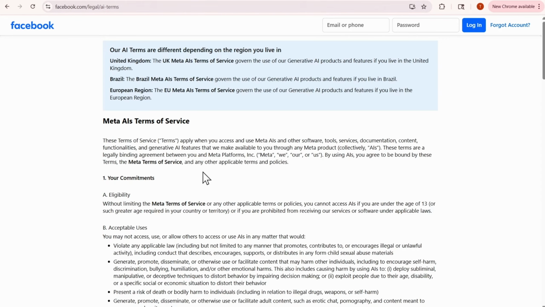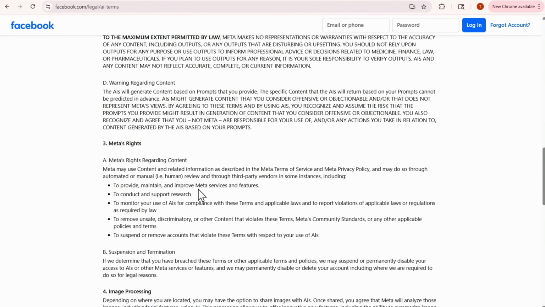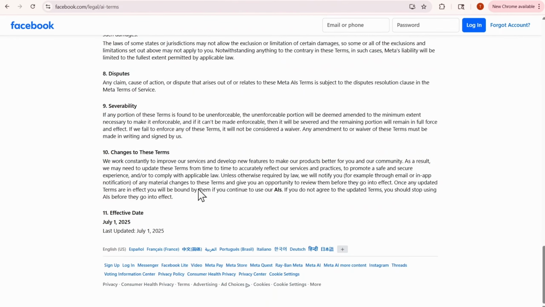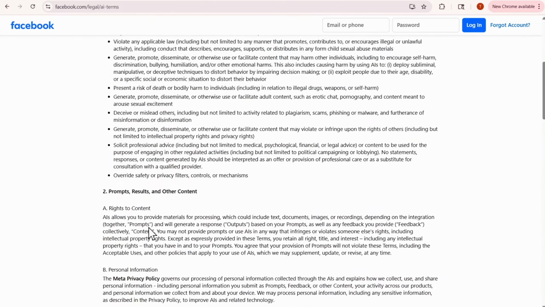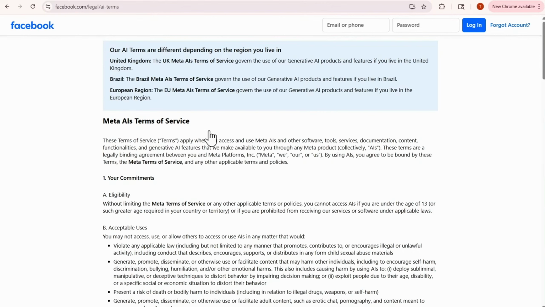The first thing I want to take a look at is the last time this was updated. So this was last updated July 1st, 2025, which was about 6 months ago. So let's take a look at the provisions. These terms of service apply when you access and use Meta's AI and other software tools, services, documentation, content, functionality, and generative AI features that we may make available to you through any Meta product.